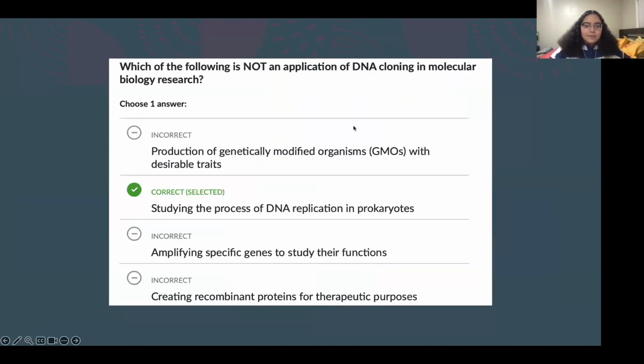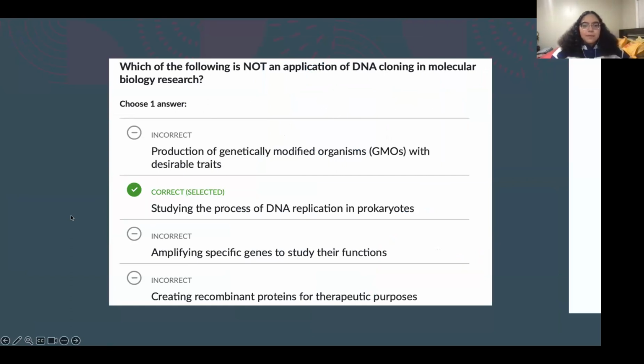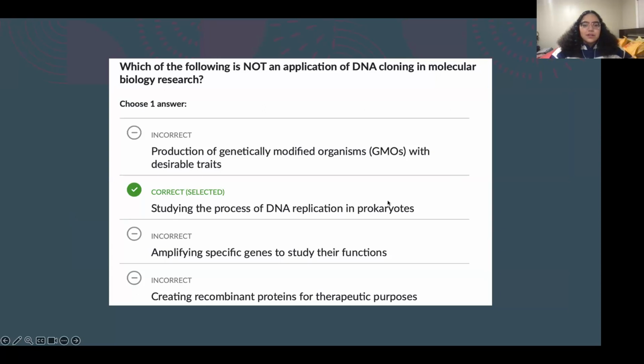This last one is more of a general knowledge question. DNA cloning and molecular biology research: you can use it for GMOs, you can use it to amplify genes and create recombinant proteins. But studying the process of DNA replication in prokaryotes doesn't directly involve DNA cloning itself. DNA cloning is creating identical copies of the particular gene of interest, so studying the process of DNA replication, you don't necessarily need cloning, was the logic behind that one. Are there any lingering questions?